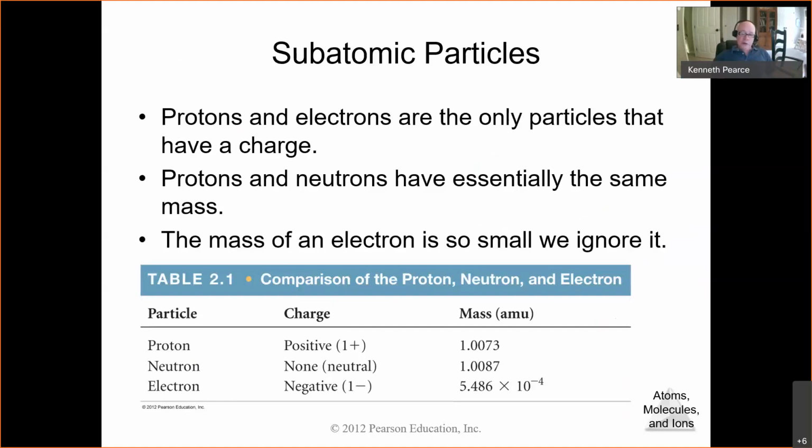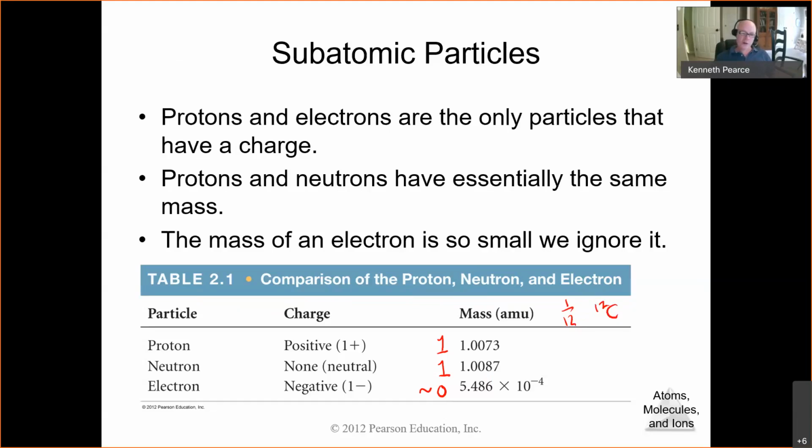You need to commit this to memory, but only in the sense that not the 1.073, but that these are practically 1, 1, and about 0. Okay, about 0. 5.4 times 10 to the minus fourth compared to 1 is approximately 0. And AMU is 1/12 the mass of a carbon-12 atom. And so you weigh out an AMU, and there's a conversion. We won't worry about it.